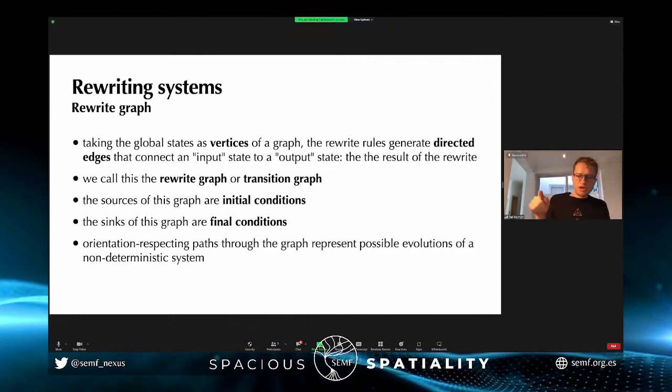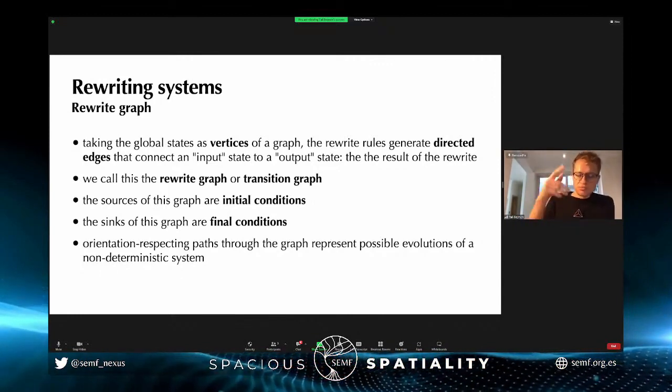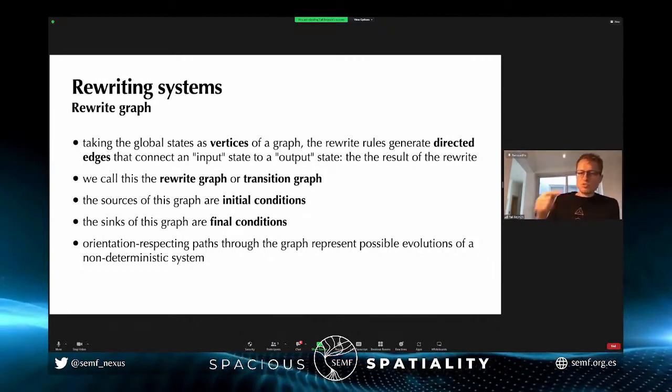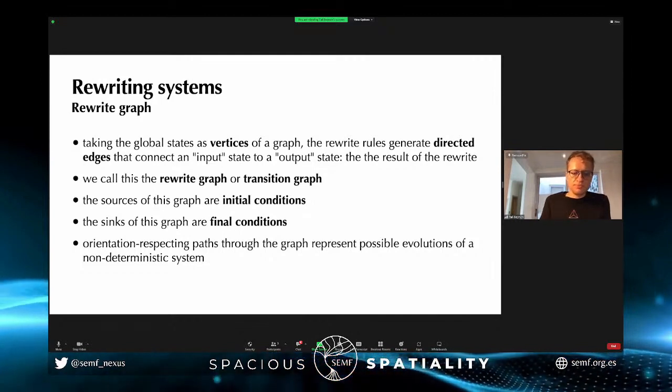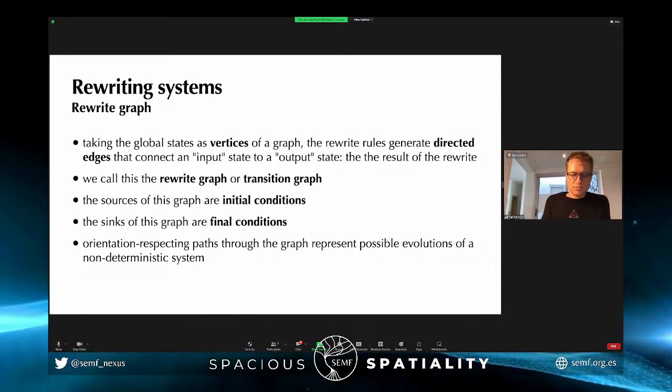Then if you make paths through this graph, importantly, those paths have to respect the orientation of each of the edges, they represent possible evolutions of this non-deterministic system. They're things that we could see if we were running such a non-deterministic system.